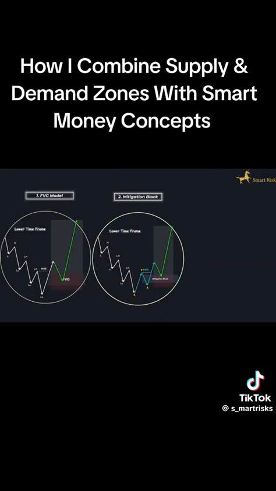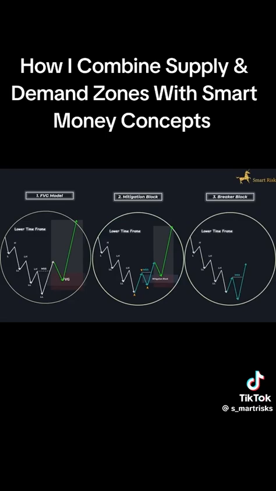Note that this is different from a breaker block because with a breaker block, we look for a lower low to be formed, not a higher low. So in the third entry method, we are looking for a bullish breaker block to form inside the higher timeframe supply or demand zone. For a valid breaker block, price needs to first create a swing low, then a swing high, followed by a lower low.